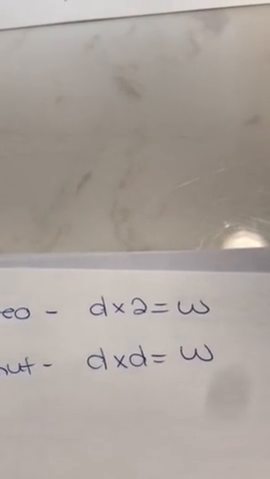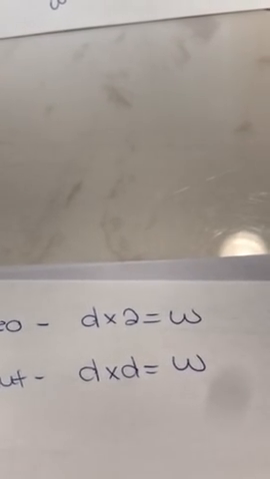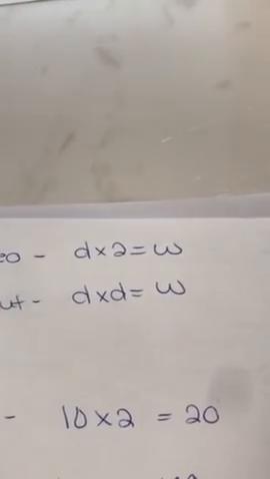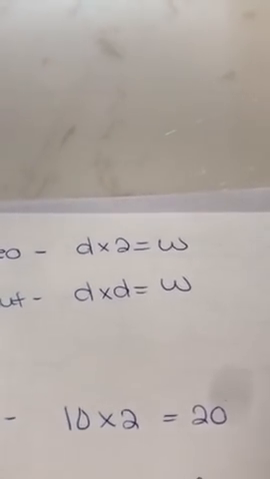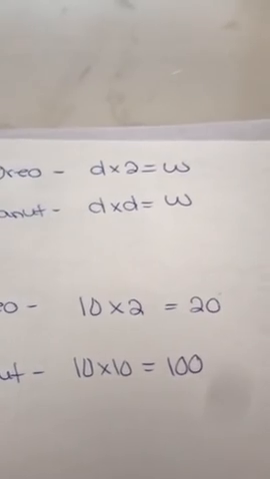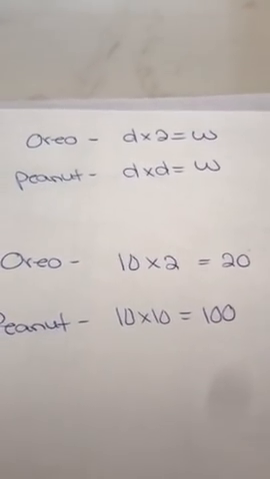And then lastly, I can apply these rules if I wanted to know how much Oreo and Peanut would weigh on the 10th day, because on my chart I stopped on the 7th day. So for Oreo, if I applied the rule, 10 times 2 and doubled it, it would be 20 hectograms. And if it was Peanut, 10 times 10, it would be 100 hectograms. And that would be on the 10th day.